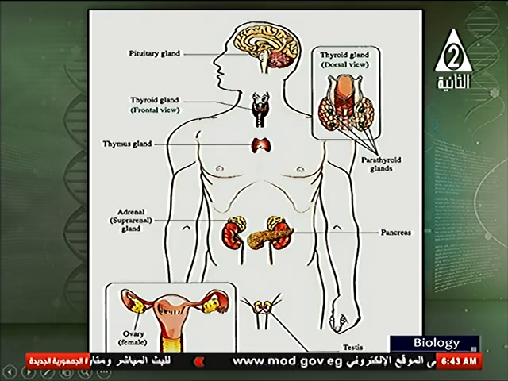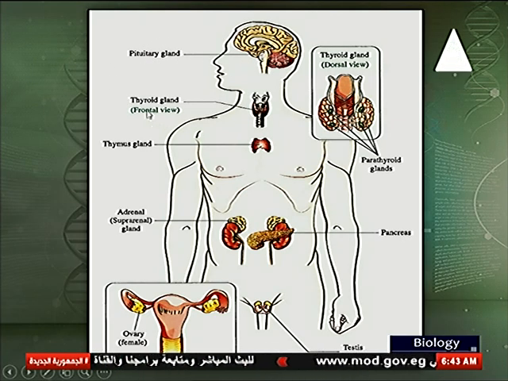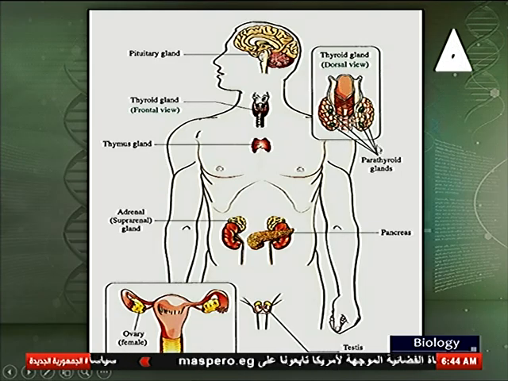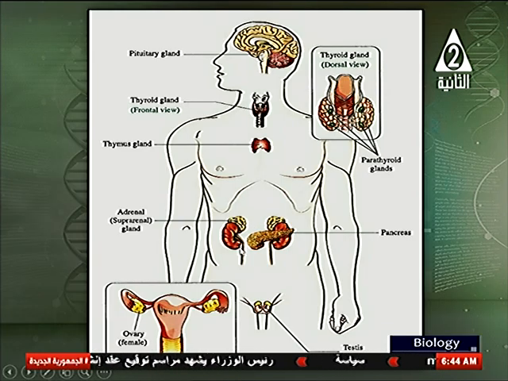Okay, these are the main endocrine glands, such as the pituitary gland, which is the master gland present in the brain. The thyroid gland is on the neck. This is the frontal view of the thyroid gland, and this is the dorsal view of the thyroid gland to show the parathyroid glands. Also, there are the adrenal or suprarenal glands on the kidney. This is the testis in male and ovary in female.